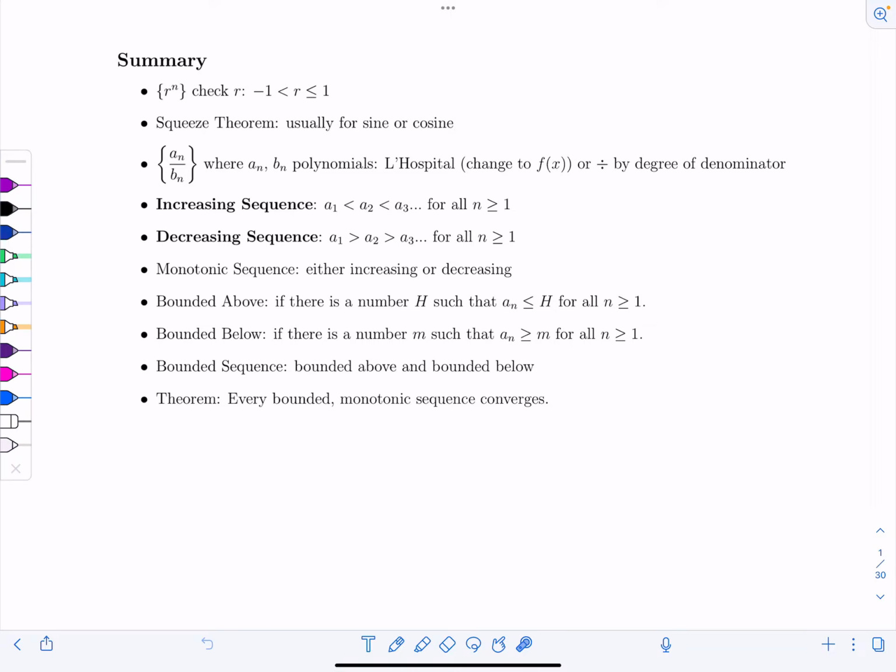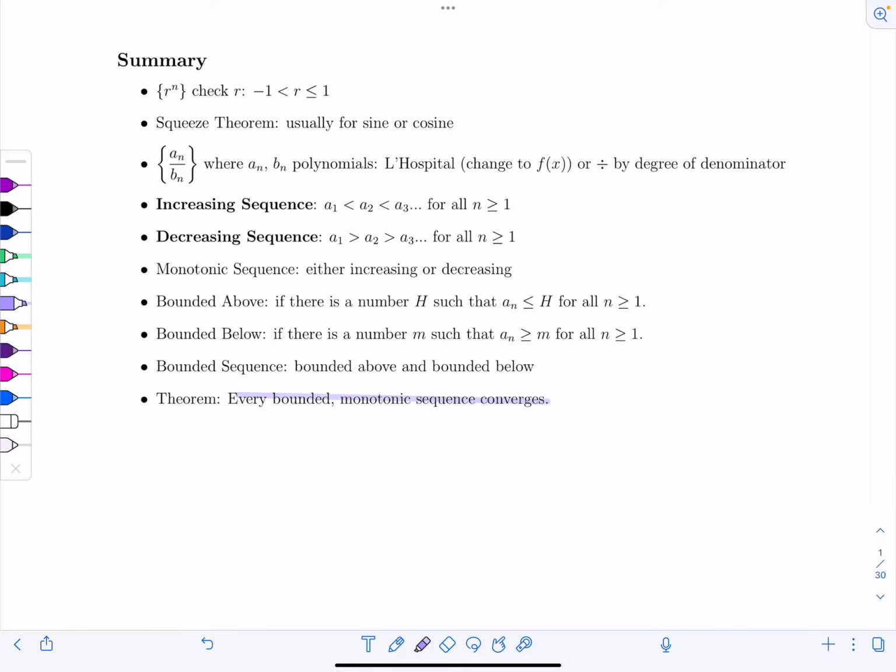A sequence that's bounded above is when there's some number h such that all the terms are less than or equal to that. A sequence is bounded below if there's a number, we're calling it lowercase m, such that all the terms of the sequence are bigger or equal to m. If you have bounded above and bounded below, then you have a bounded sequence. And then we have this snazzy little theorem that every bounded monotonic sequence converges.